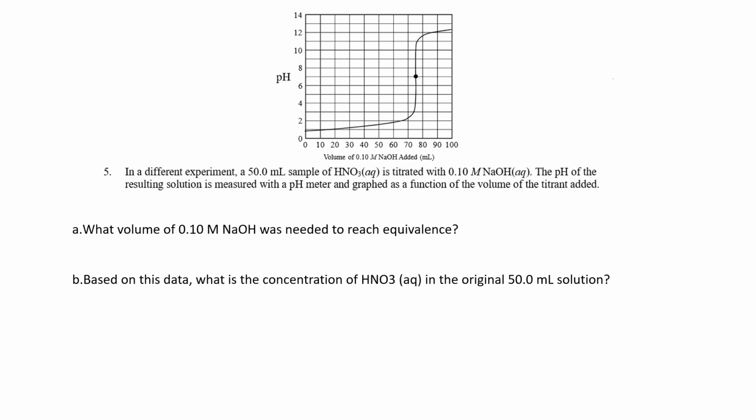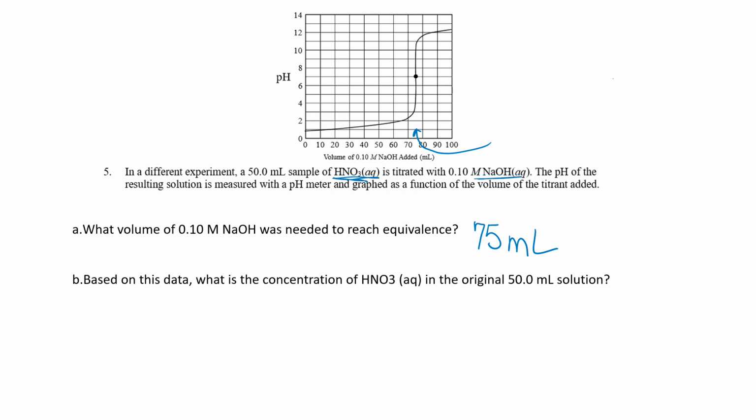All right, so here's another one. We got HNO3, so it's another strong acid titration. And this is kind of a stoichiometry type question. So we're looking at quantitative things. So what volume of 0.1 molar NaOH is needed to reach equivalence? So if I'm going to look at this graph, I'm going to say it looks like about 75 mils were needed to reach the equivalence point.